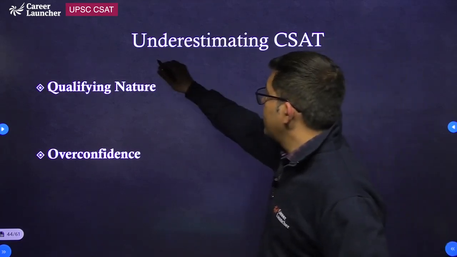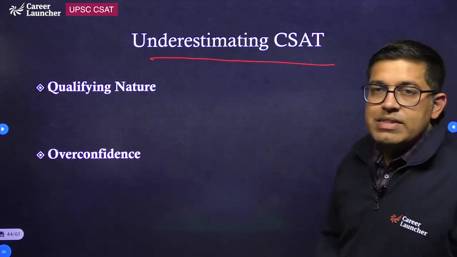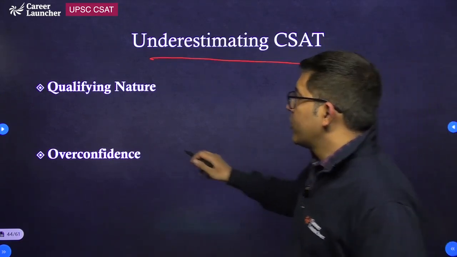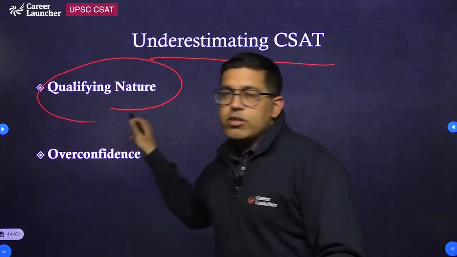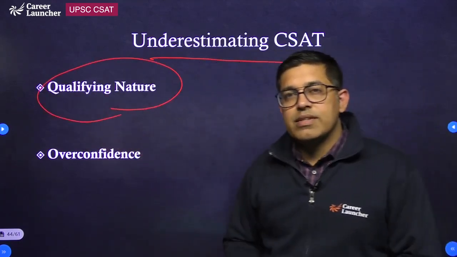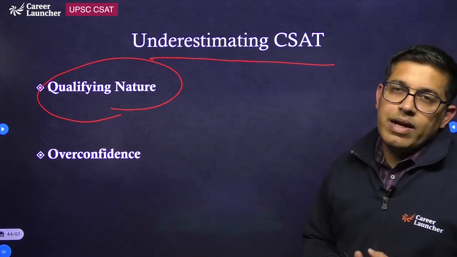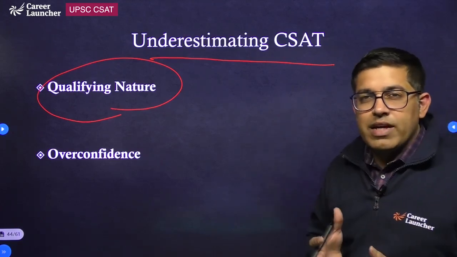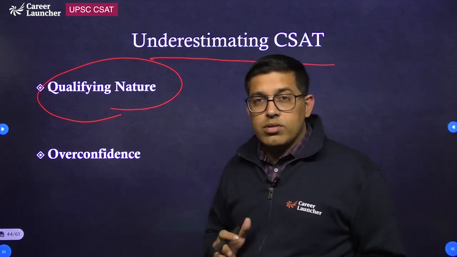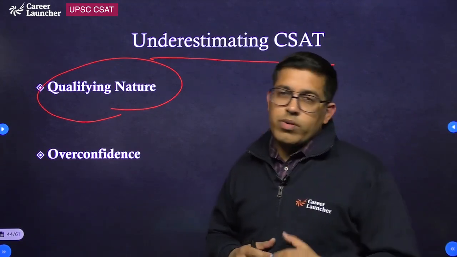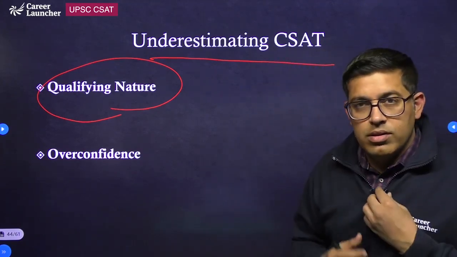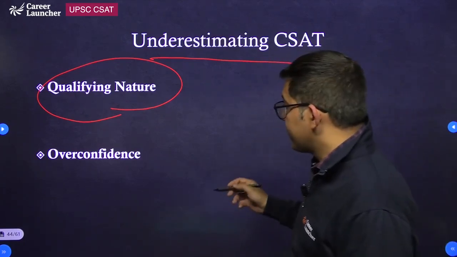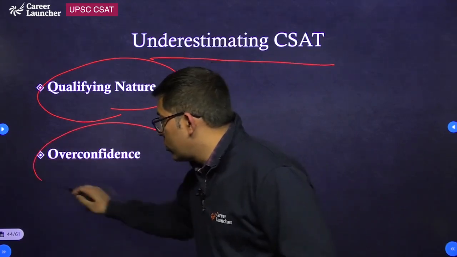Now, one big mistake that students make is that they underestimate CSAT, because it's a qualifying paper. You just need to score 33%, 66, and they get into that trap of thinking I'll do it later. It's just a small paper where I have to qualify. It is not. At least for the past 2 years, it is not at all. Even 3 years. Okay. So don't get overconfident.